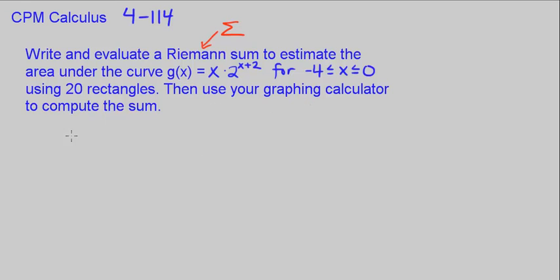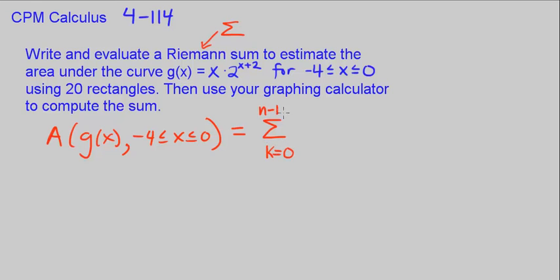Alright, so this is where we have to go. Remember, this question is asking us to find the area under g of x between -4 and 0, bounded by g of x and the x-axis, using 20 rectangles. The general form is, make sure you practice using this, sigma from k equals 0, stopping at n minus 1, where n is the number of rectangles. So here I'm going to write n is equal to 20.